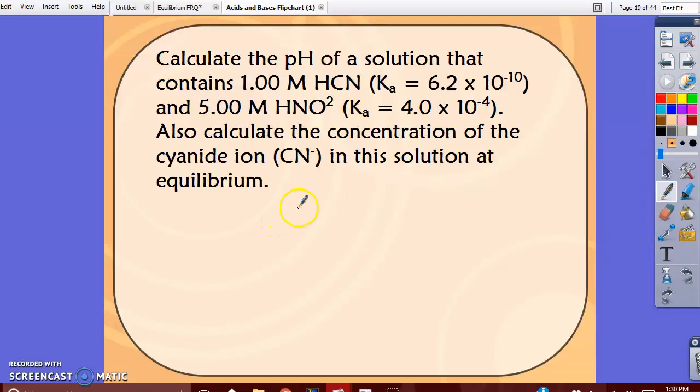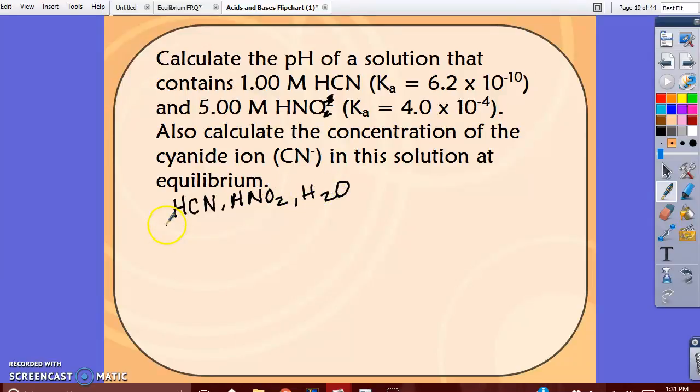Okay, so this is the problem that we didn't have time to work in class. It's one where you have two weak acids, and you're asked to find the pH of the solution. So what you want to do is think about your major species. You've got HCN, because it's a weak acid, HNO2, because it's a weak acid, and water.